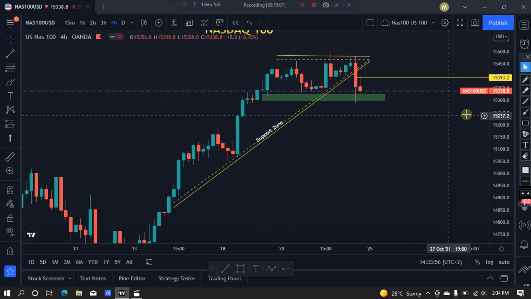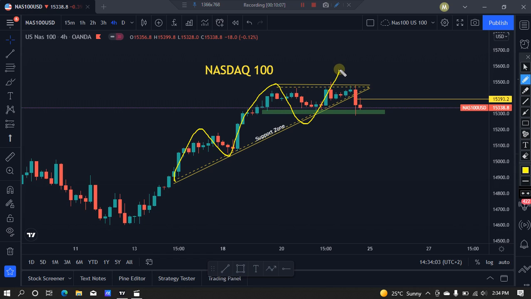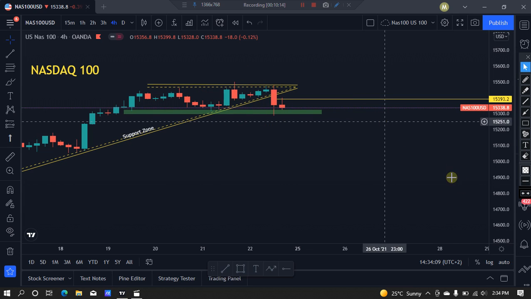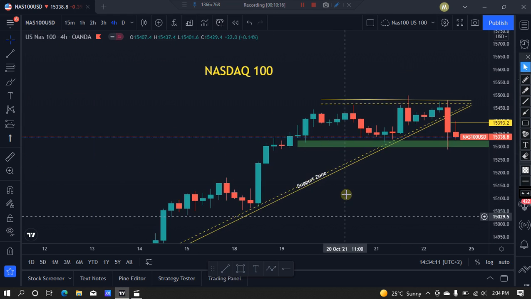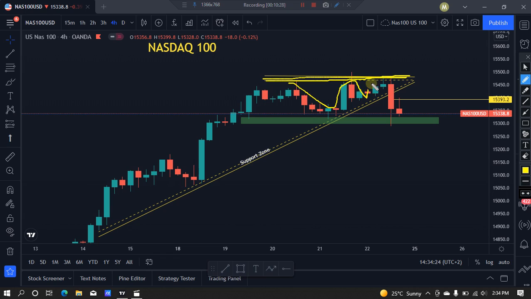So NASDAQ 100, you can see that it was on a very nice uptrend. So guess what? From that nice uptrend, because I know there are so many people who trade NASDAQ, from that area, when the market was creating the uptrend, we have an area as a resistance. Do you see that? And the market has been respecting that area for some time.